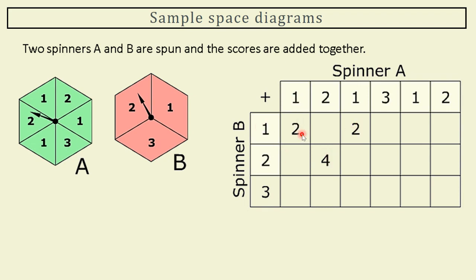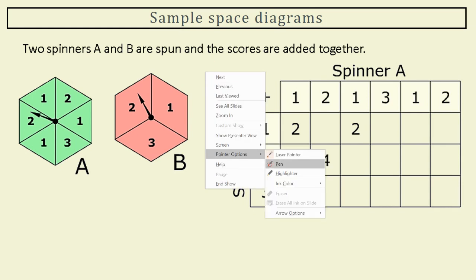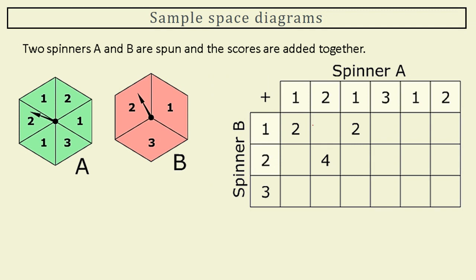And 3 of them are done for me. 1 add 1 is 2. 1 add 1 is 2. But here, 2 add 2 is 4. Okay, so I'm just going to fill in the rest of this and walk you through what we're doing. So here, for this position, we're going to have 1 and 2 to be added together. So that is going to be a 3.